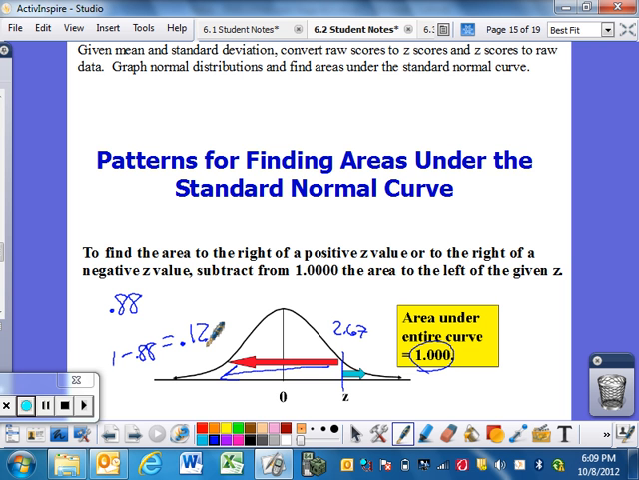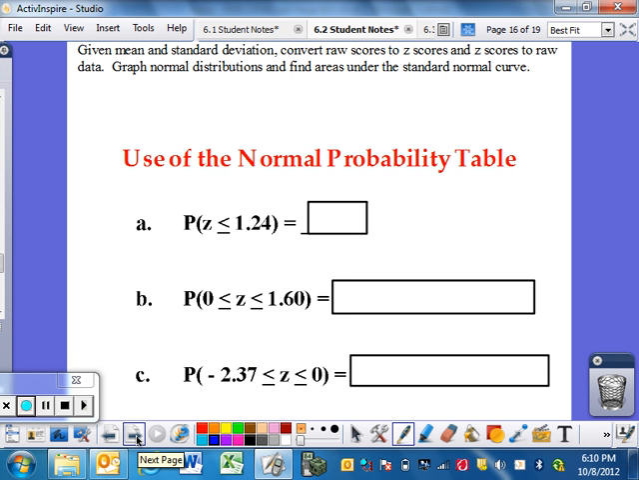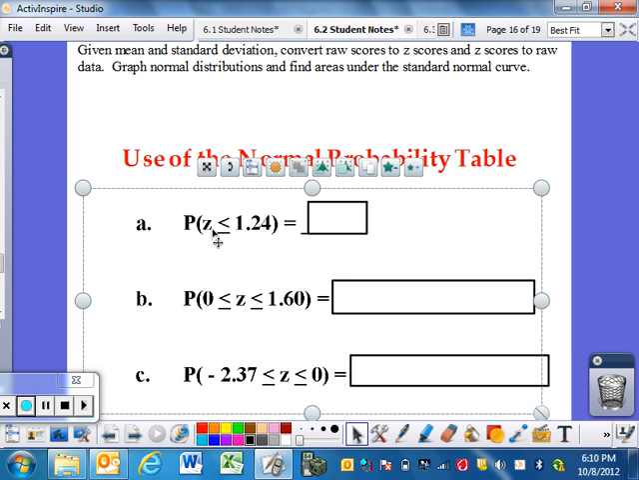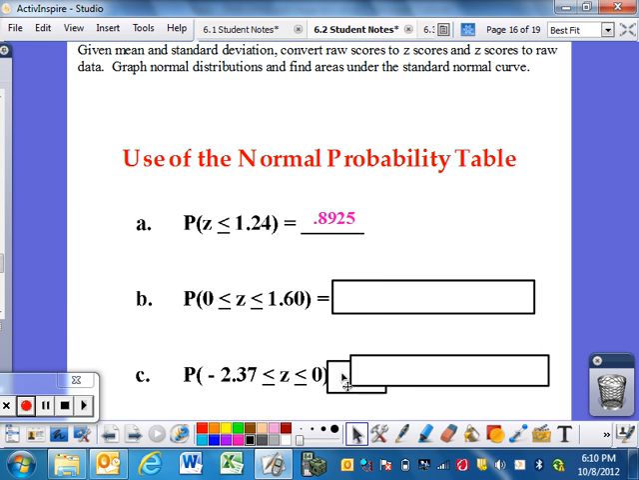So you're going to have either left of something, right of something, or between these Z values, and that's what we're going to do the rest of this. What would be kind of cool is if you could pause this, take a stab at it, see if you can get these answers, and then I'm going to go through it with you. So this first one, Z is less than or equal to 1.24. If you find 1.24, since it's less than, that's what we're looking for.